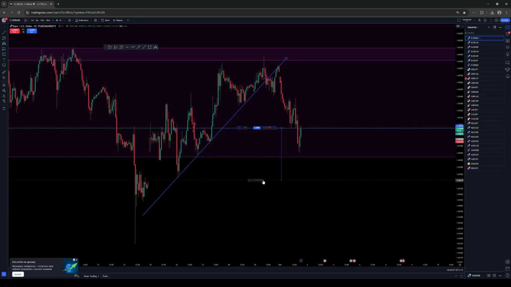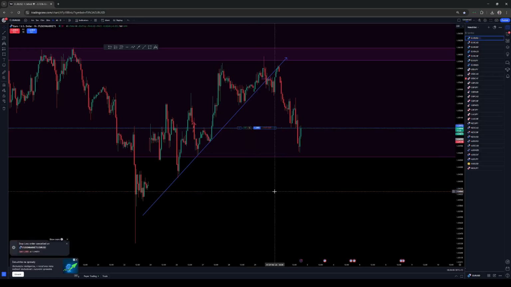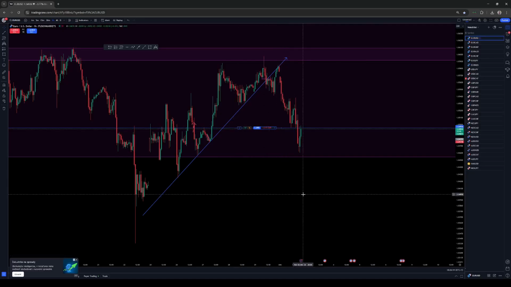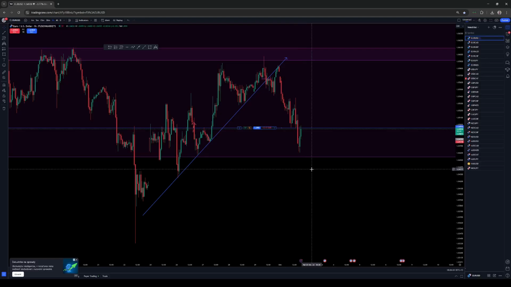So I probably am not going to use a stop loss. Instead, I would use my notification to remind me when the price gets to these lows, or maybe even gets lower, below these last lows, just to decide if I want to still stay in this trade.